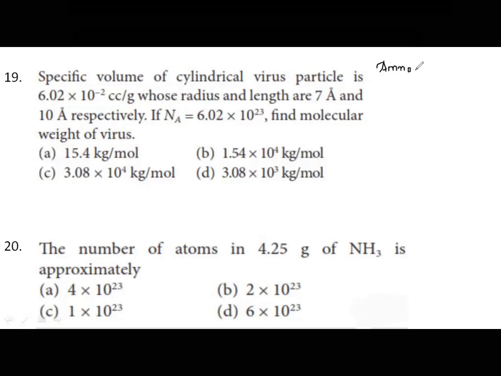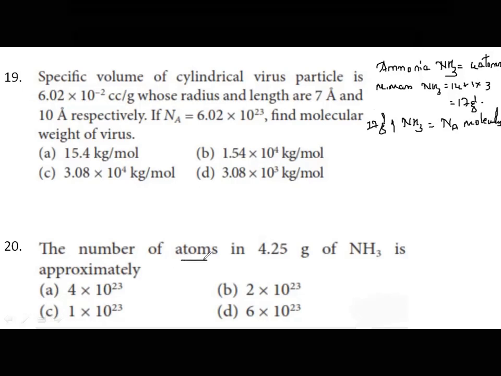Ammonia molecule is what? Ammonia is NH3. It is having a total of how many atoms? It is having a total of 4 atoms. It is a molecule. What is the molecular mass of ammonia? It is 14 plus 1 into 3, that is equal to 17 grams. So I can speak like this: 17 grams of ammonia is equal to Avogadro number of molecules. Correct? But here what they have said? They have said atoms. So I have to convert it to atoms now.